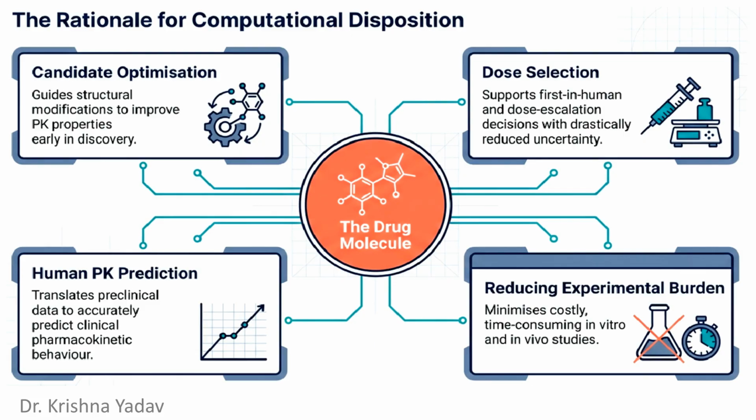Computational disposition offers several advantages. It aids in candidate optimization to improve pharmacokinetic properties early in discovery, supports dose selection, assists in human PK prediction using preclinical data, and reduces the burden of costly and time-consuming experimental studies.